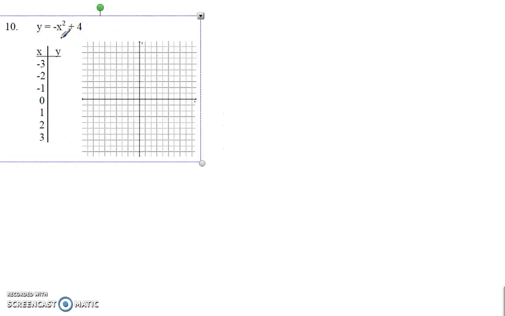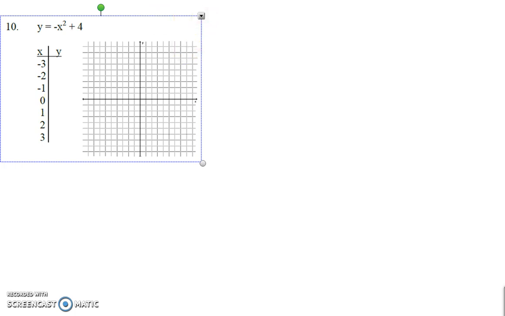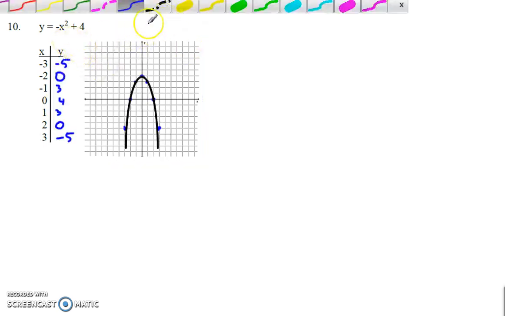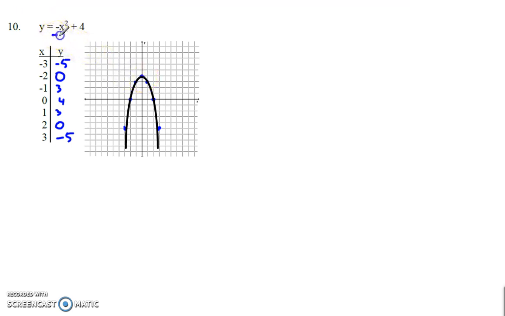Number 10, same scenario. This is what it looks like. Okay, so this is just a matter of plugging in some values and then graphing. Make sure it's smooth. Make sure you have those values. I'm going to be looking for the axis of symmetry being in the right place, your vertex being pretty much in the right place. And you can see that this one's going to open downwards because of the negative sign there.